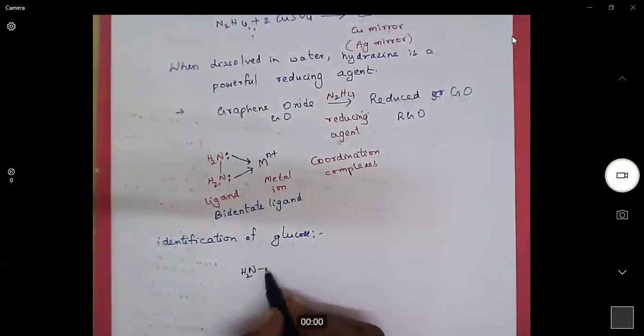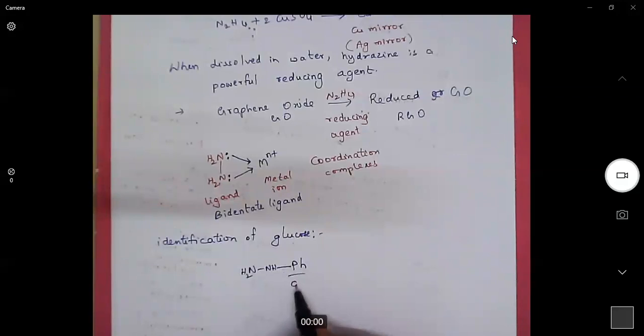In this test, we will use phenylhydrazine. That means one hydrogen on nitrogen will be replaced with the phenyl group, C6H5. It is called phenyl. So the nomenclature is phenylhydrazine.